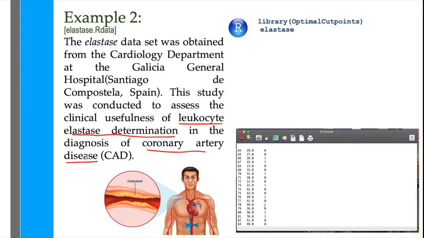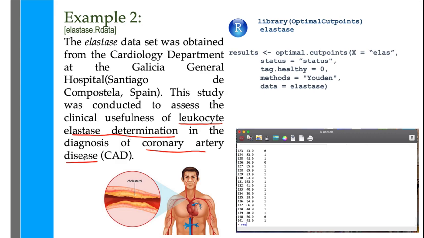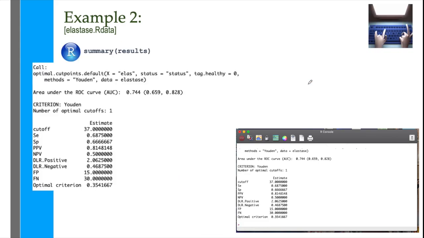Now we can see in the data that there are two essential columns, which is the ELAS, which is the leukocyte elastase, which is in quantitative form, and whether the patient has coronary artery disease or not. So let's make use of the optimal.cutpoints function. So again, we're going to declare X as the ELAS, which is the quantitative variable, and then whether the patient has the disease or not, which is under the status column. And then the tag.healthy is 0, since 0 here means the patient has no CAD, while 1 means the patient has CAD. And then likewise, the method is using the Youden and the data is the elastase. And then run the summary(results), and we're going to have these results.